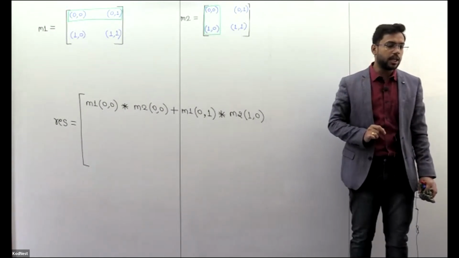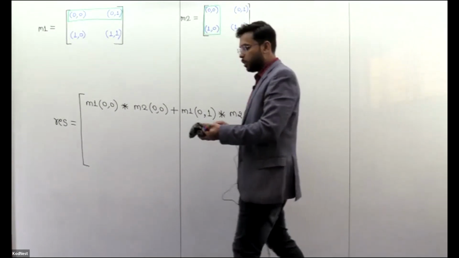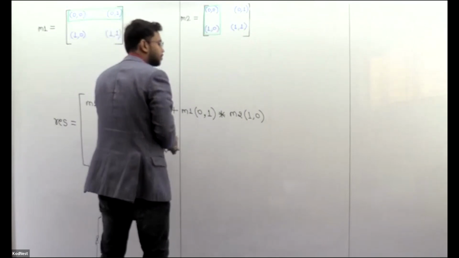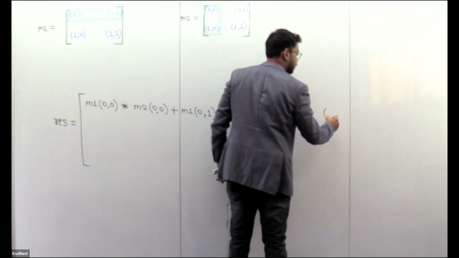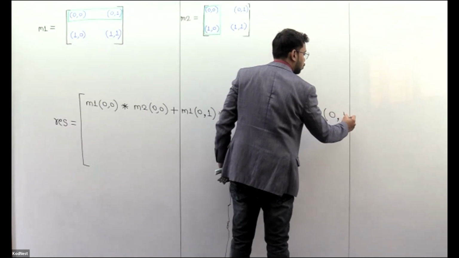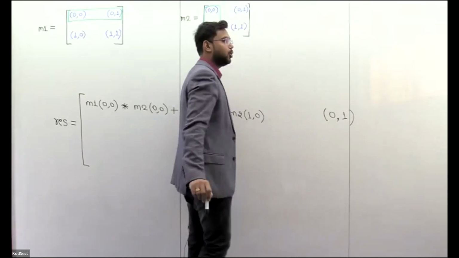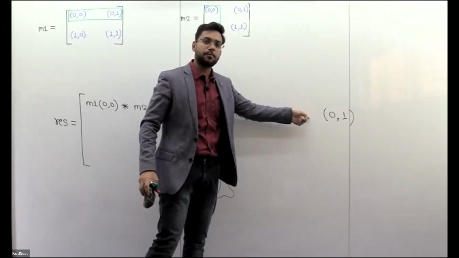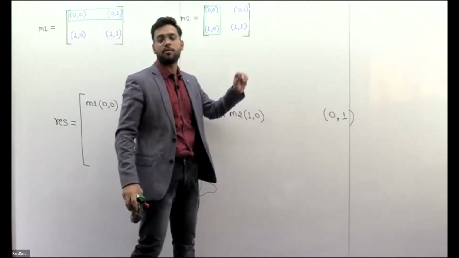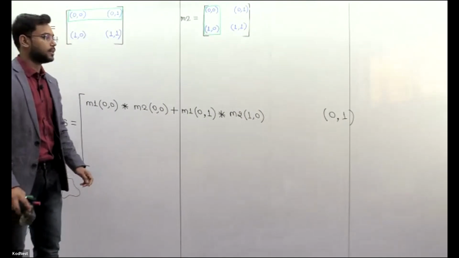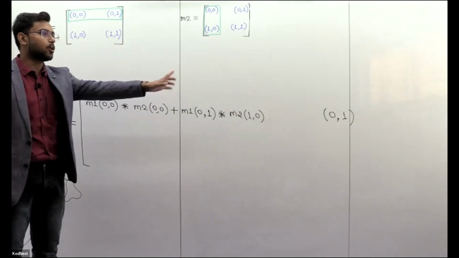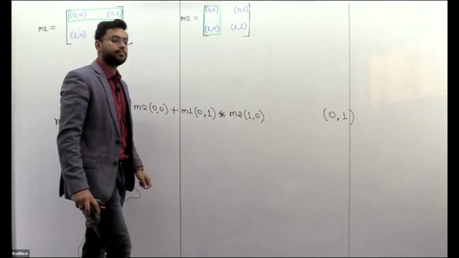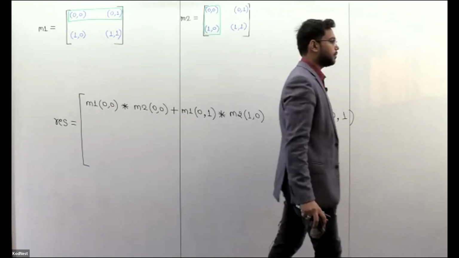Now you have to tell me what will be the formula for finding 0, 1. What will be the formula here for finding the 0, 1 element of the result matrix? Like this, derive the formula for 0, 1 and send me in the chat.